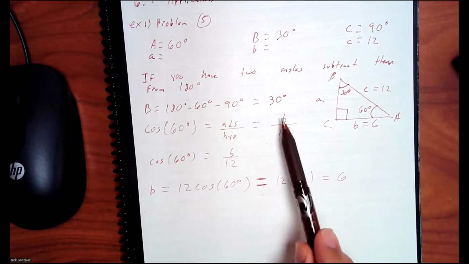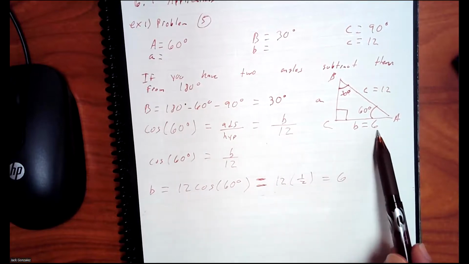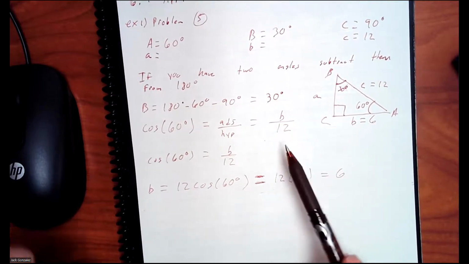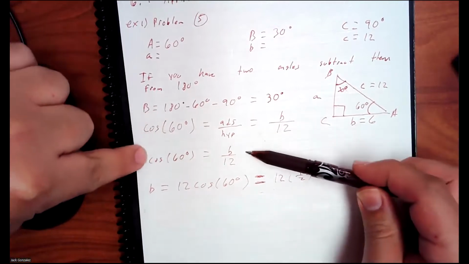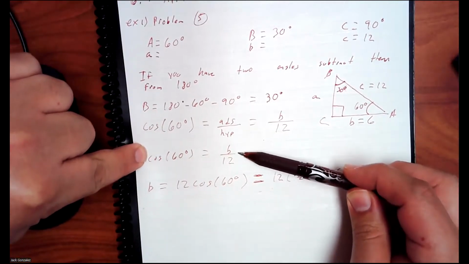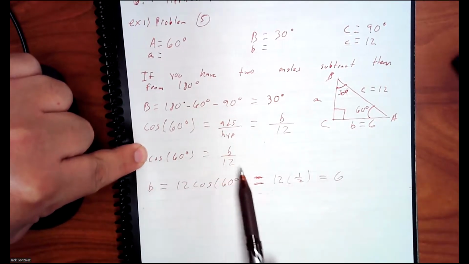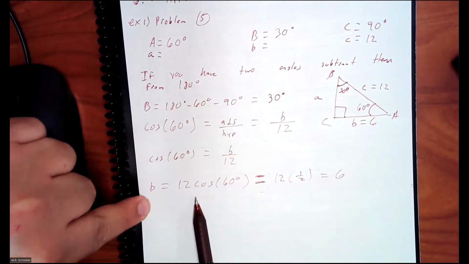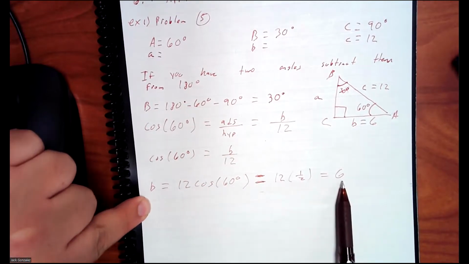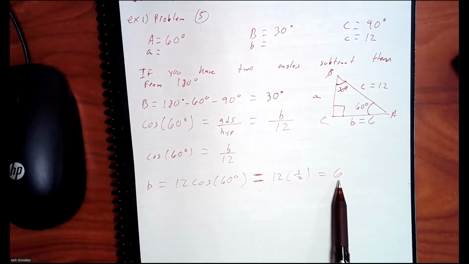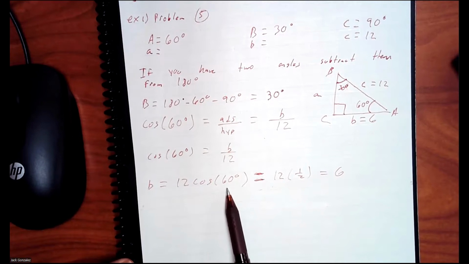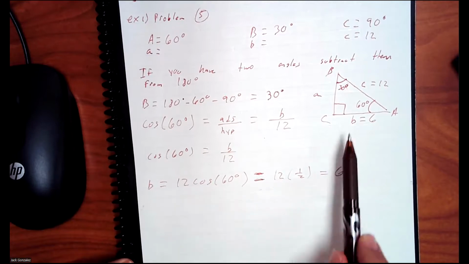This is where we got B over 12, because I didn't know what this was. So cosine of 60 equals B over 12. Then you isolate B on your calculator. You multiply both sides by 12, it cancels, and you get this. This becomes 6 on your calculator or by hand, whatever. Use your unit circle or your calculator, you're going to get 6. So that's how you find the side.